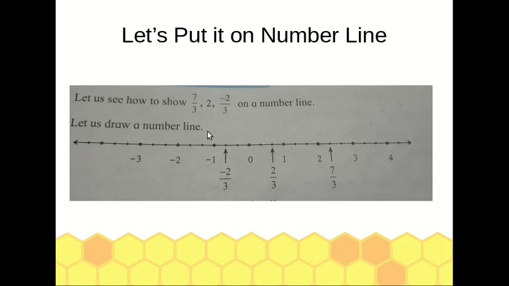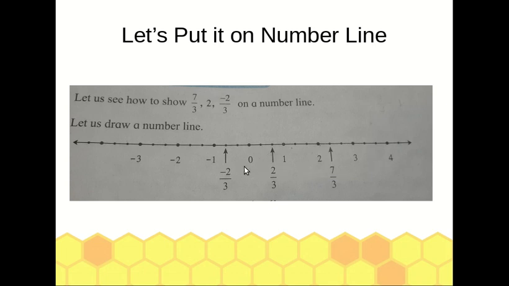Now we want to show 7 upon 3 on the number line. Just count from 0 as 1 2 3 4 5 6 and 7. This is nothing but 7 upon 3. So the question is why we are counting on the right side and not on the left side. The reason is that 7 upon 3 is a positive number, so we show positive numbers obviously on the right side.